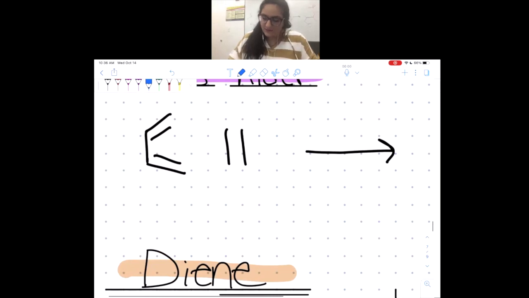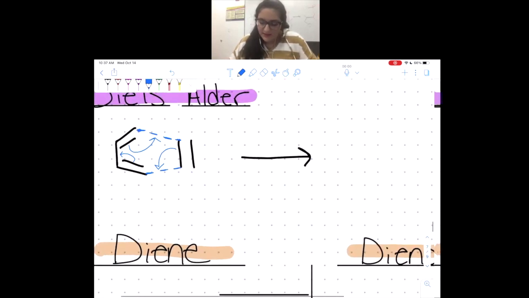So we have a diene, such as this one, that has all this extra electron density, so it's going to be attracted to this double bond, and this will be attracted to the other end. And essentially, we're going to have all of these electrons move around in a circle, and we end up creating a 5-membered ring.